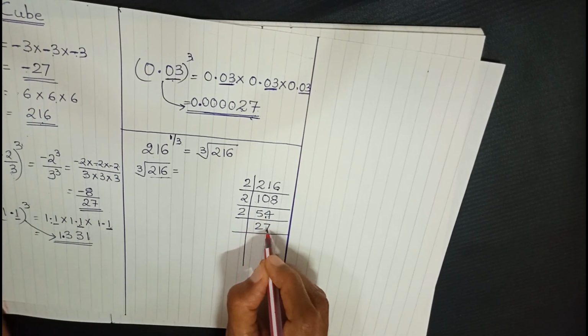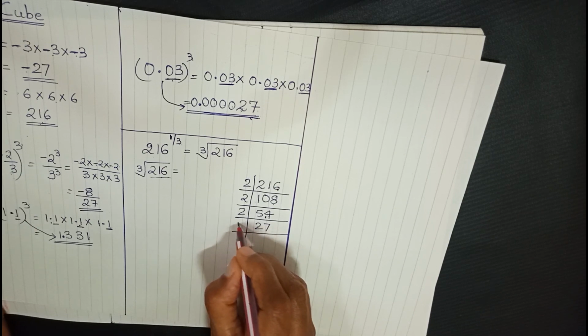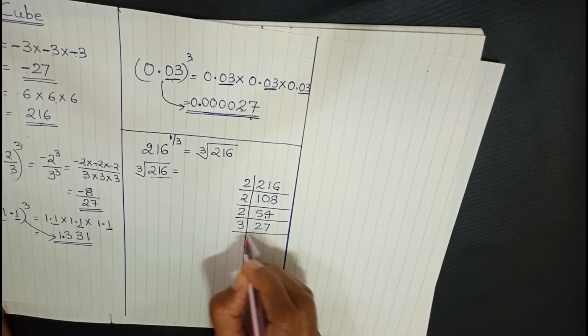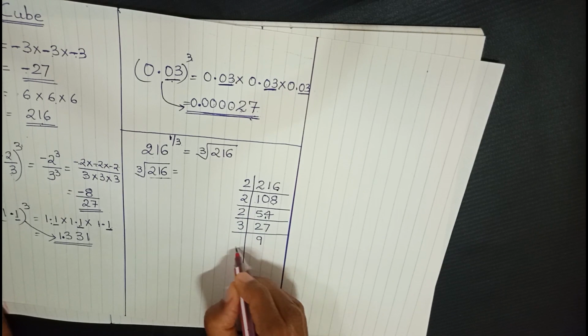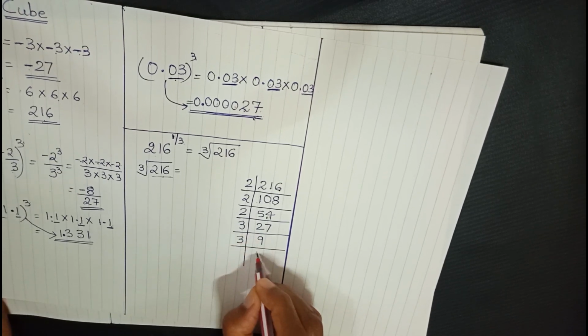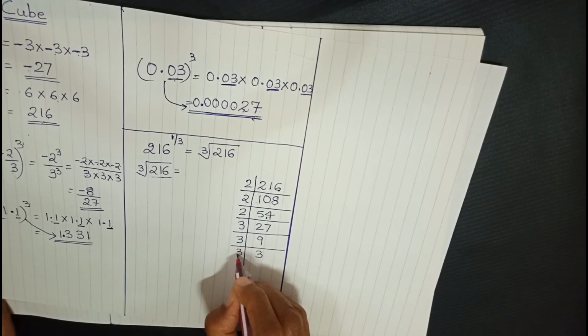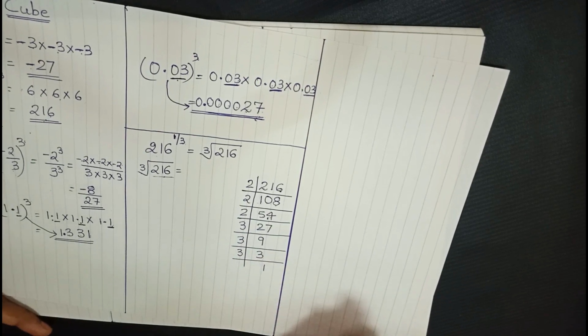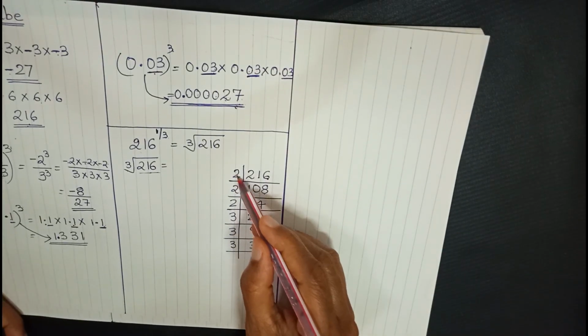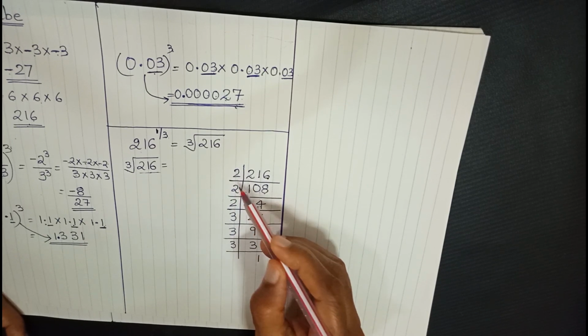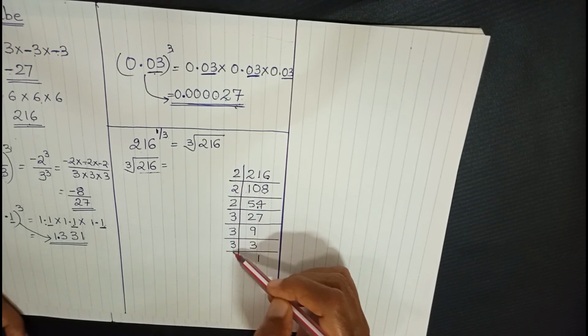Now you can see 27. 7 plus 2 is 9. That means it should be divisible by 3. So 3 nines are 27. Again 3 threes are 9. And then 3 ones are 3. So now what we got is the factors of 216: 2, 2, 2, 3, 3, 3, right?